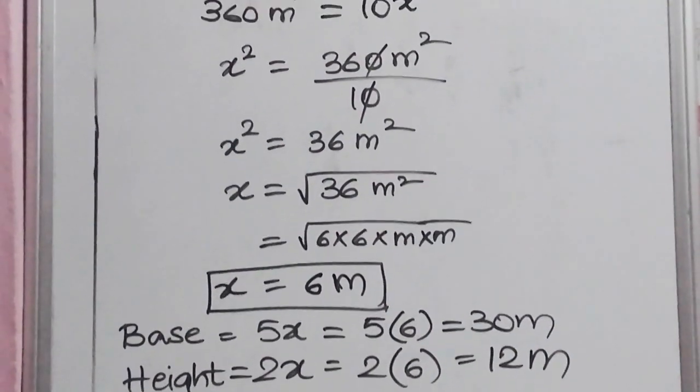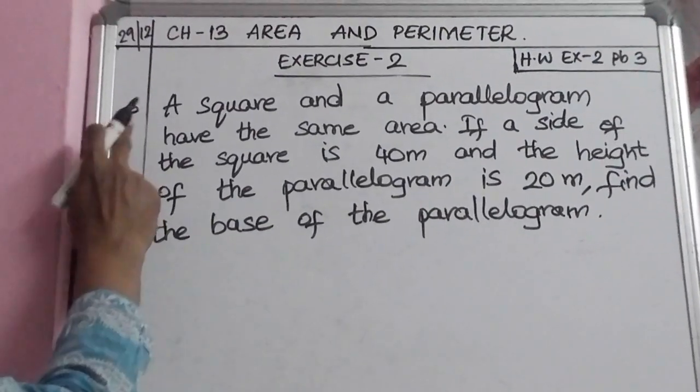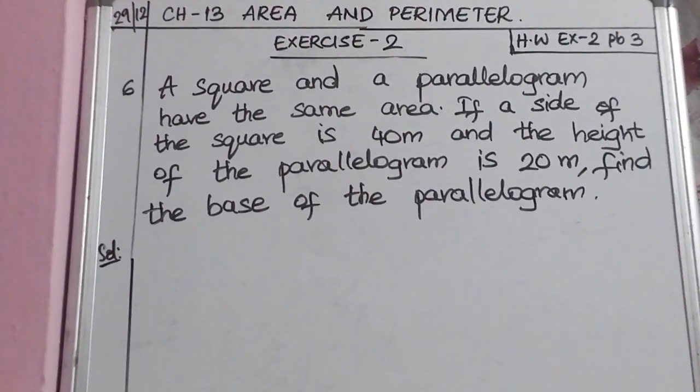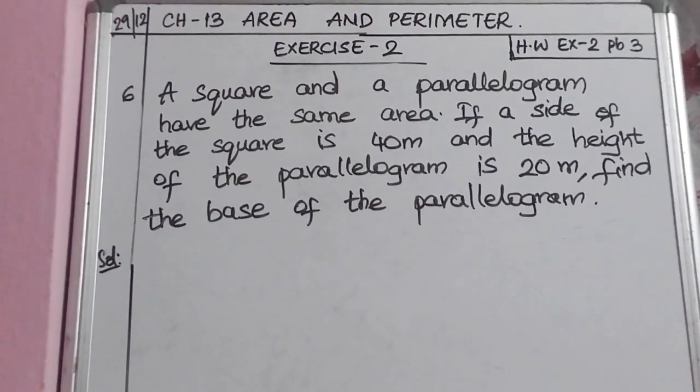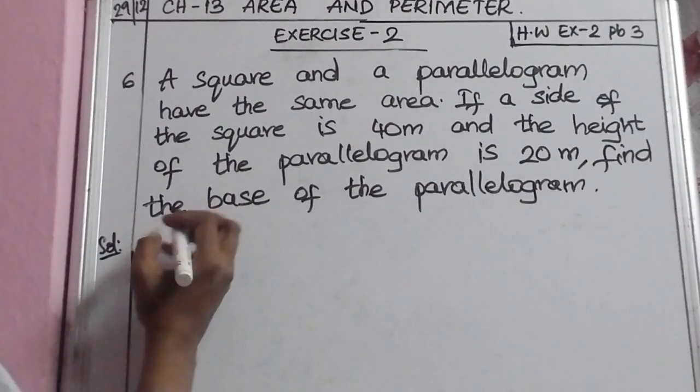Understood this? Copy in your classwork books, children. Let us do the sixth problem. A square and a parallelogram have the same area. If a side of the square is 40 meters and the height of the parallelogram is 20 meters, find the base of the parallelogram. This is the question given.